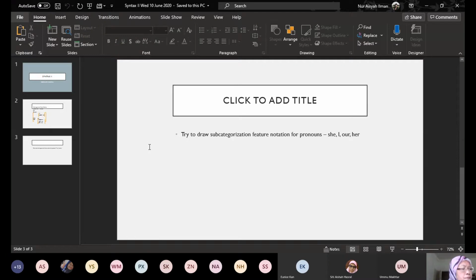So category plus D, right? Yes. So then we say subcat, that is plus D. Then case, and the agreement, the gender, person.